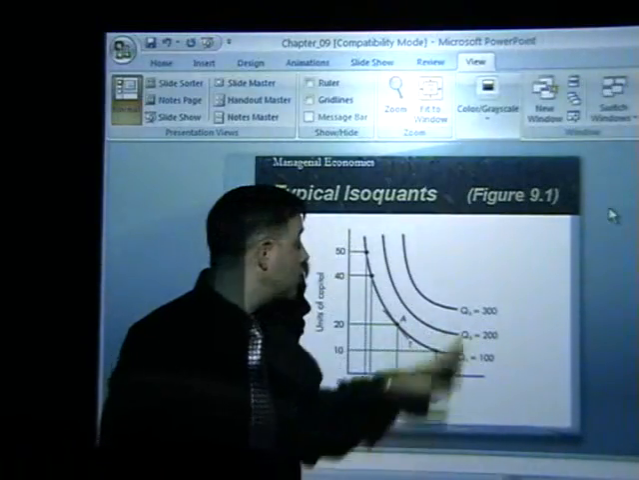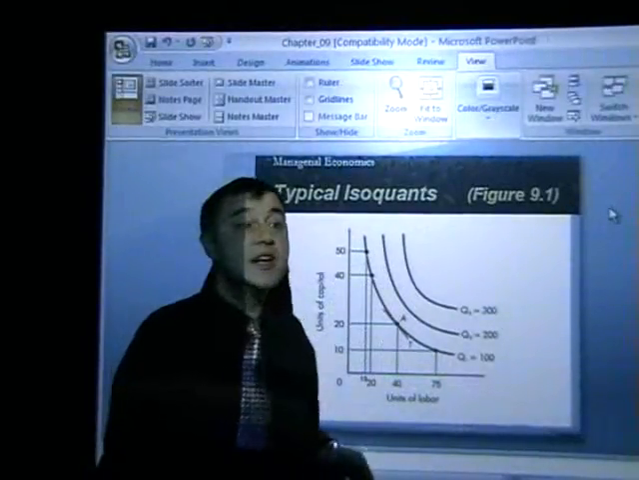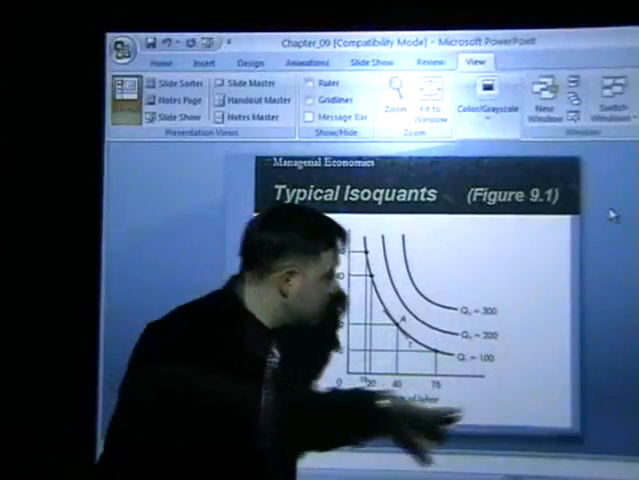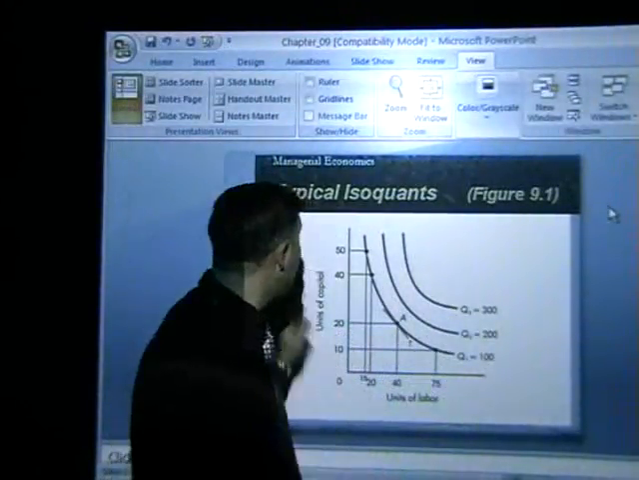The next isoquant, 200, in a very similar manner, shows you the combinations. So, one after another, this whole picture is called an isoquant map.